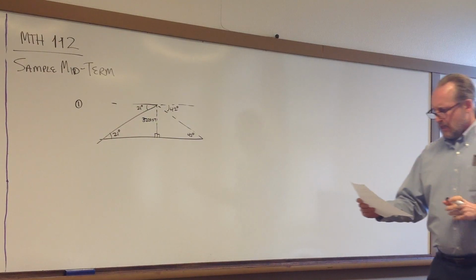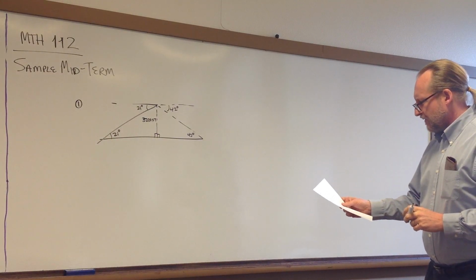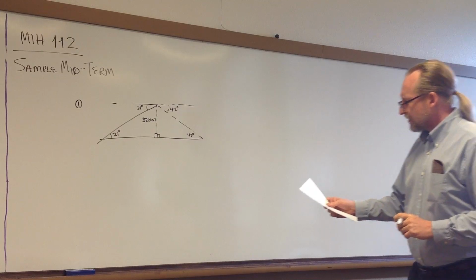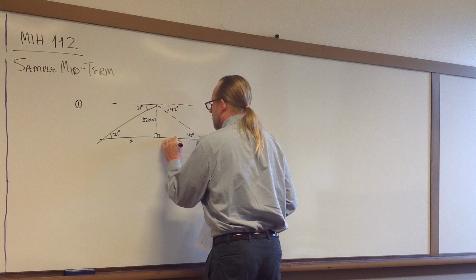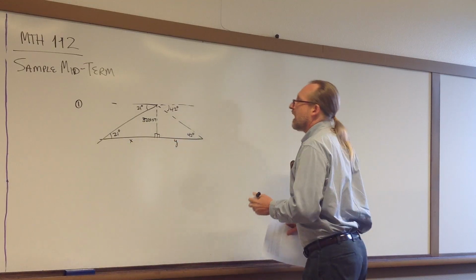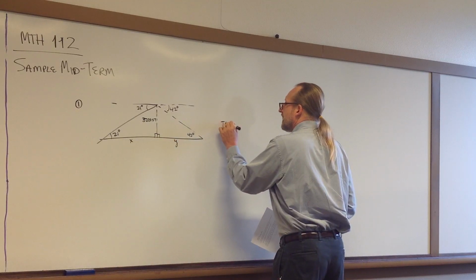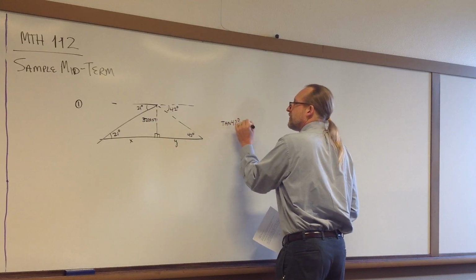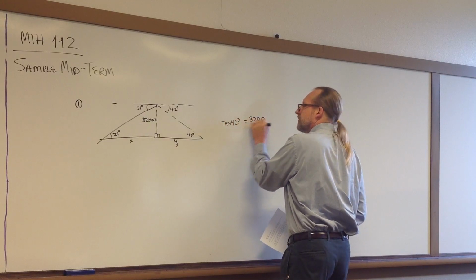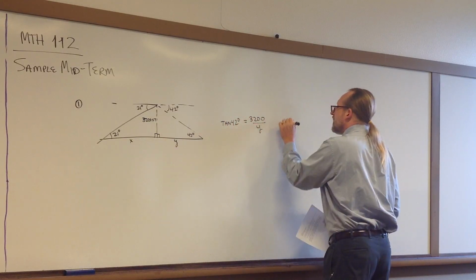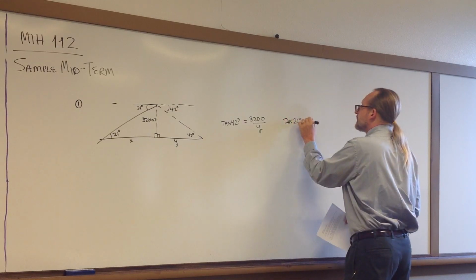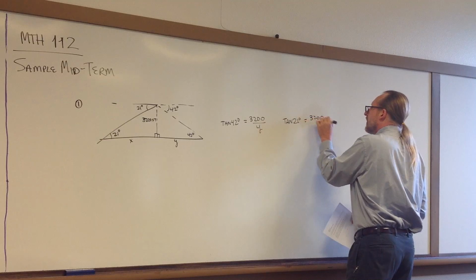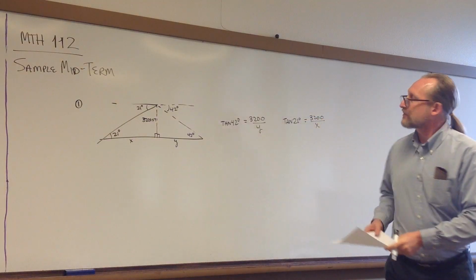Altitude is 3,200 feet. Find the distance between the 2 ships. Here's the thing: we can label this side x and this side y, and we can say tangent of 42 degrees is 3,200 over y, and the tangent of 21 degrees is 3,200 over x.